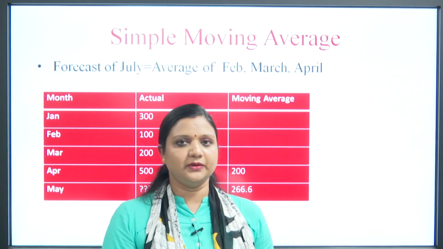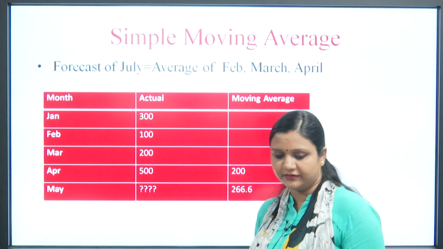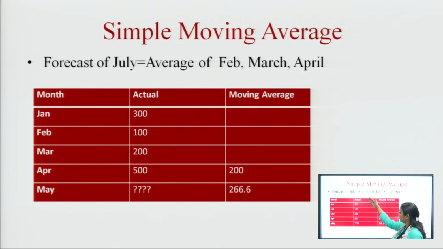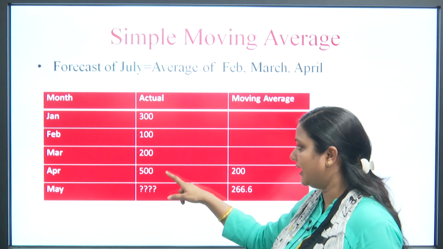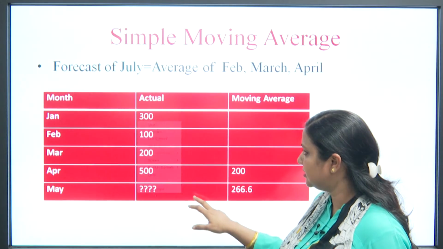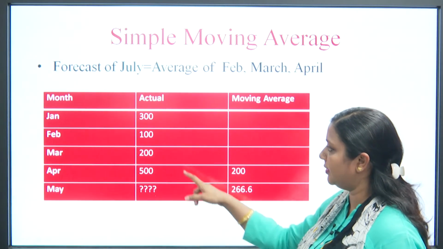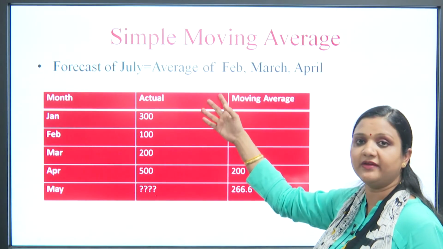Next method is simple moving average. Like months have been given and the actual figures have been given. We have to forecast the sales scenario for the month of May, and under simple moving average, the formula is simple: the average of February, March and April. Whatever month we are going to forecast the demand for, we take the 3 adjacent months before it and divide by 3, basically the average of those 3 months.